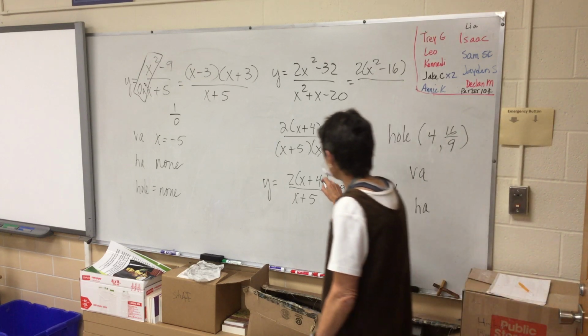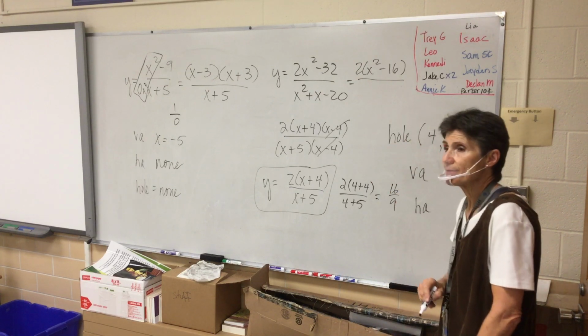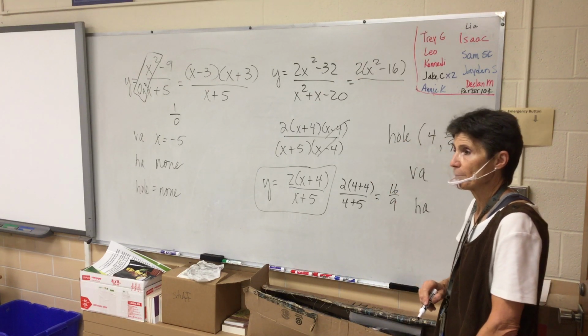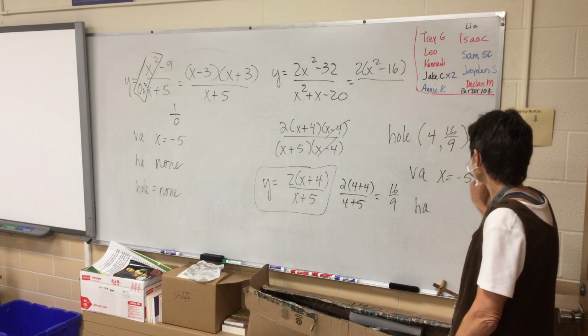All right, let's look at our problem now. This is our new problem. This is where we are. Is there a vertical asymptote for that problem? X equals -5.